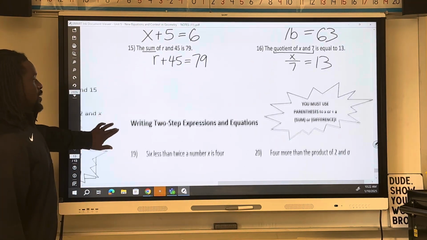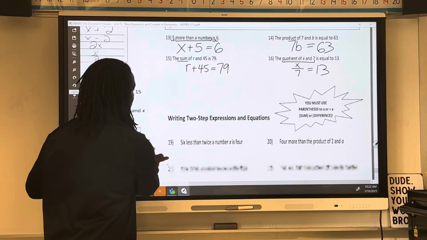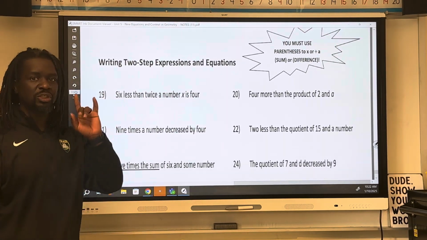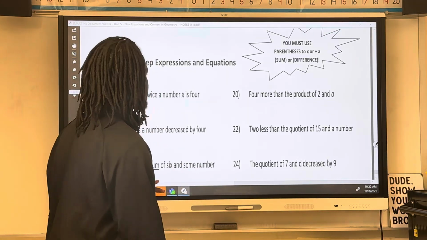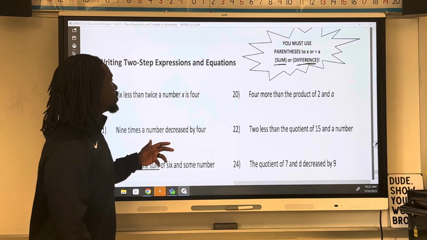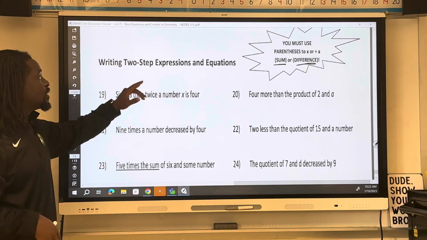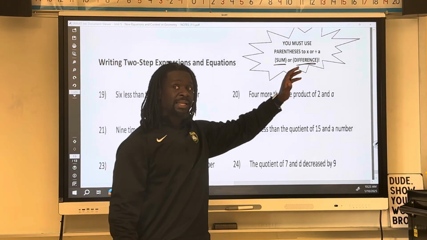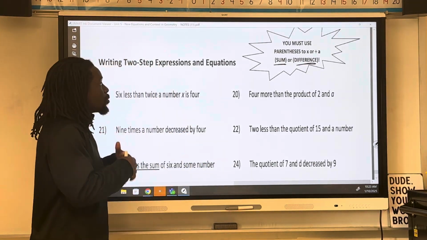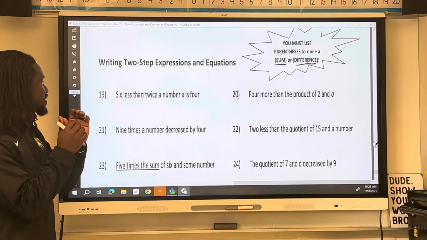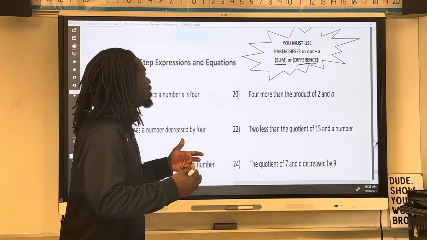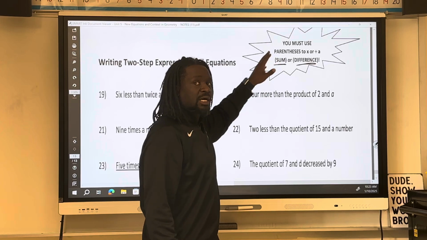All right. And we are almost done. We're going to land the plane here. In this last section, I'm just going to introduce two more key terms. And the key terms is sum or difference. I know we talked about those, but here's the deal. When you are multiplying or dividing by the sum or by the difference, we have to use parentheses, okay? So you must use parentheses if you're multiplying or dividing by the sum or the difference.